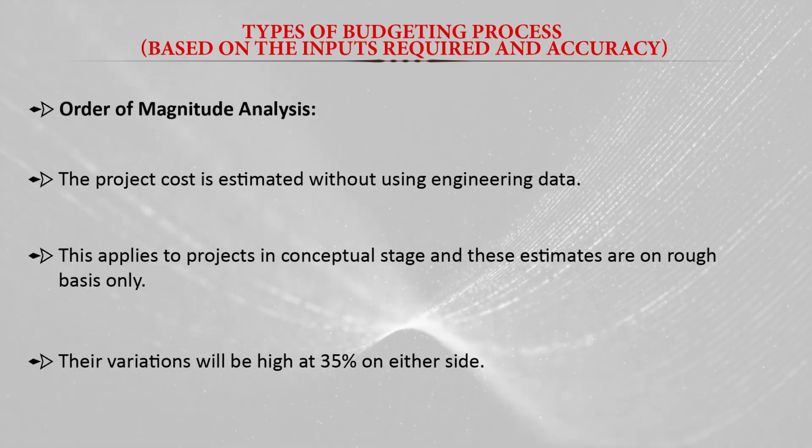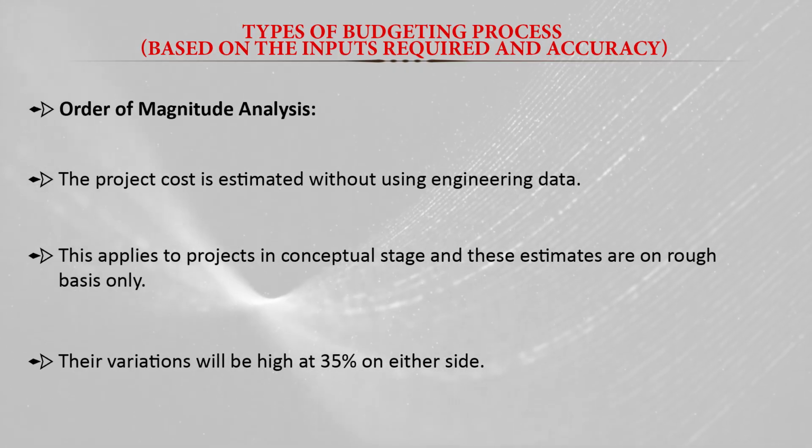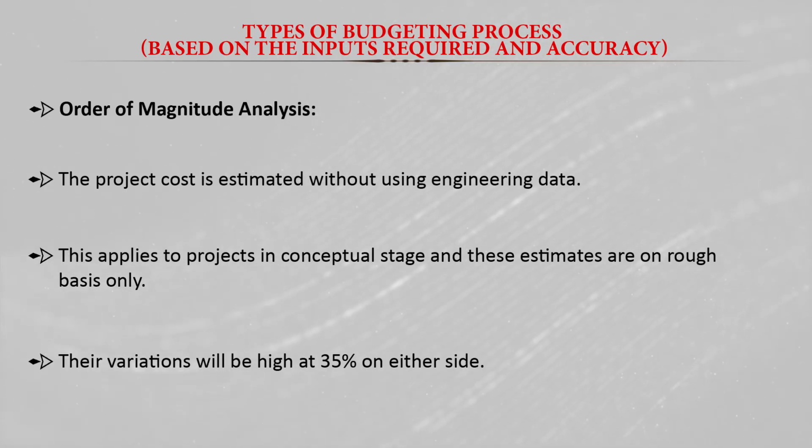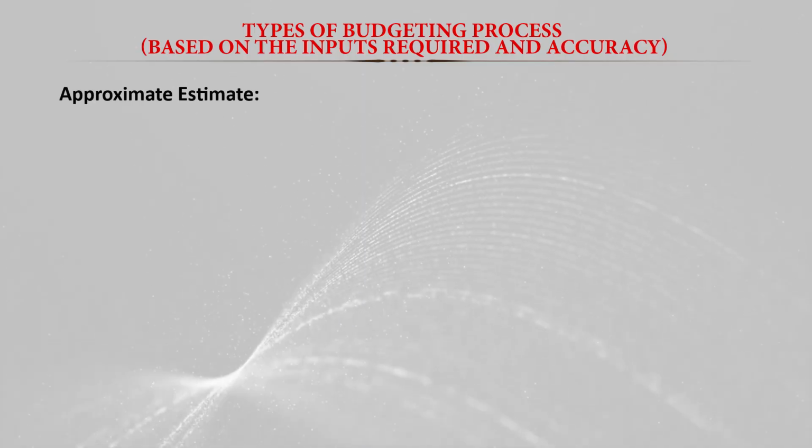Variation may sometimes be high, 35% or more. So on either side, a large variation can be found in this type of estimate. The second type of budget estimate, based on accuracy and data required, is the approximate estimate.